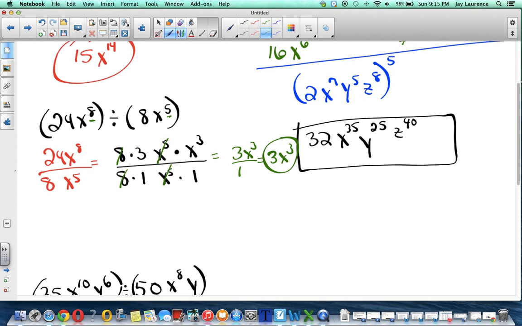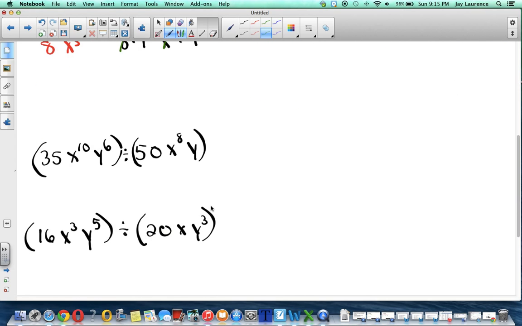8 and 5, and my exponent was 3. Interesting. All right, let's take a look at this one here. Let's rewrite it: 35 x to the 10th, y to the 6th, over 50 x to the 8th, y. How can I think about this?